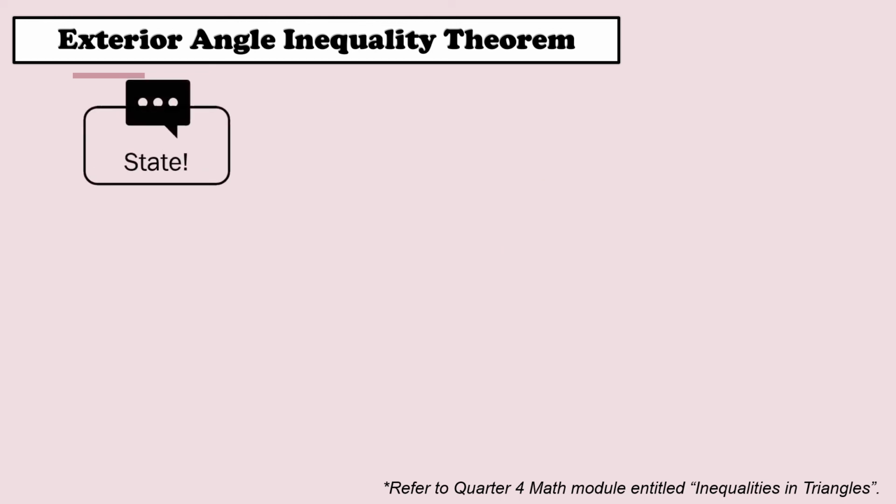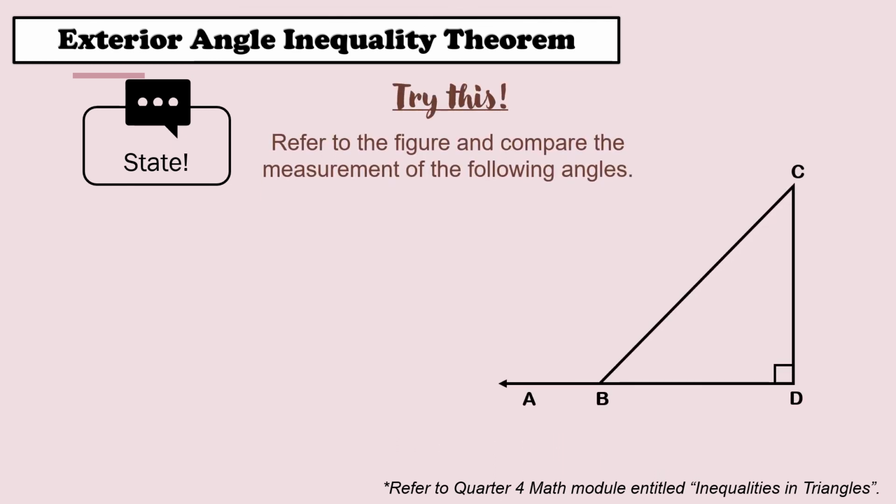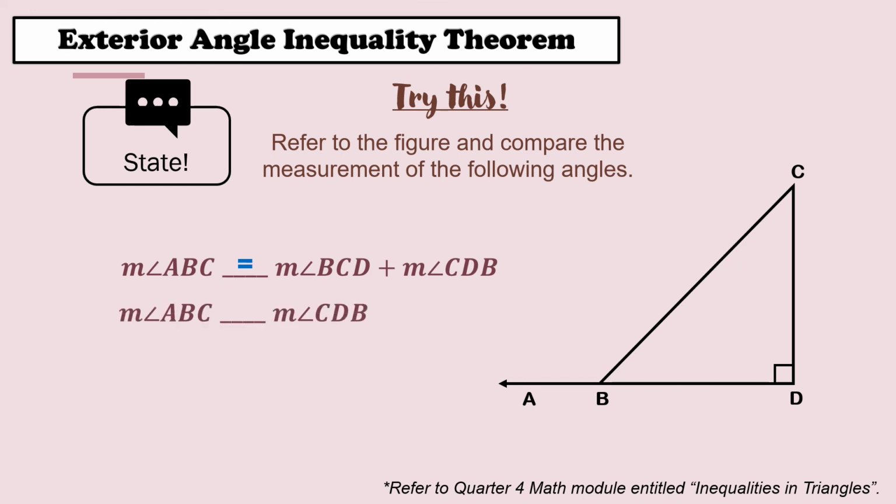Let us now state our conclusions. Referring to the figure, we found out that the measure of angle ABC is equal to the sum of the measures of angles BCD and CDB. We also found out that the measure of angle ABC is greater than the measure of angle CDB and that the measure of angle ABC is greater than the measure of angle BCD.